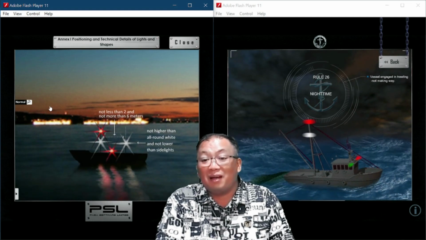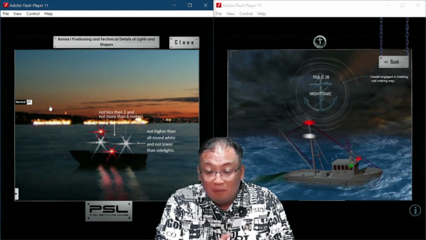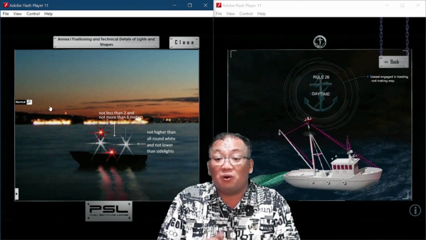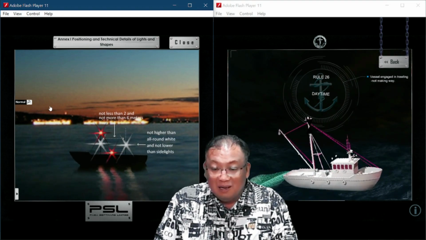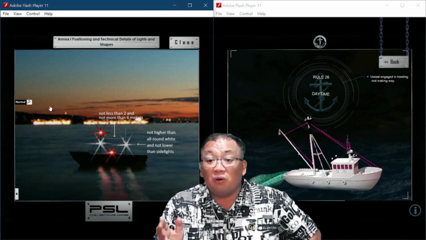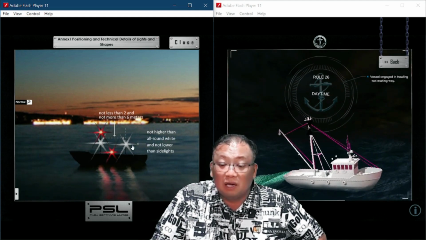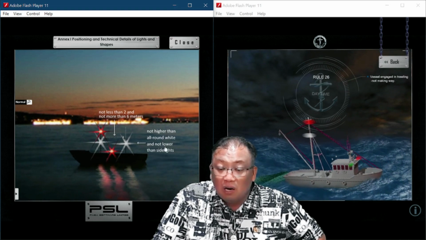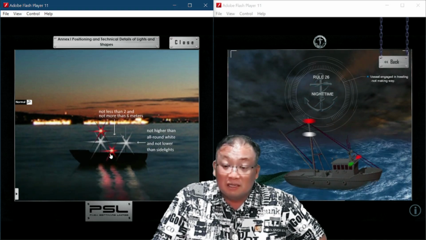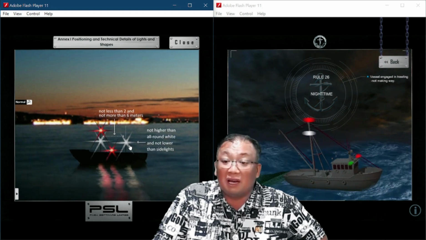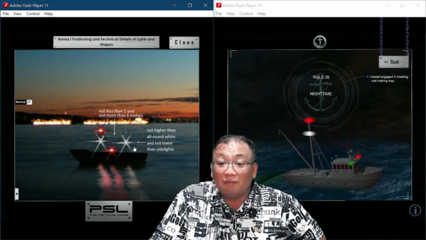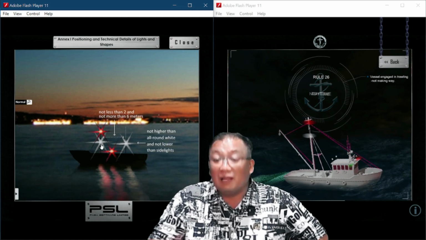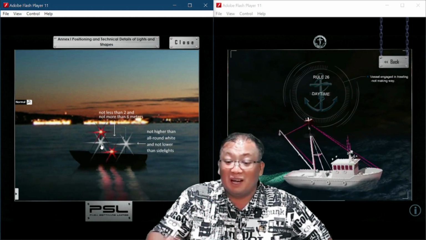Okay, so in my right hand, white over red, and there's a horizontal distance. We're talking about horizontal distance, not less than 2, not more than 6. And not higher. We're talking about this white light. So this white light is the outlying gear white light. This is a side light. So not higher than the all-around white light, not lower than the side light. This is the side light. This outlying gear light shall not be lower than the side light, and not also higher than the lower white light of a vessel engaged in fishing other than trolling.